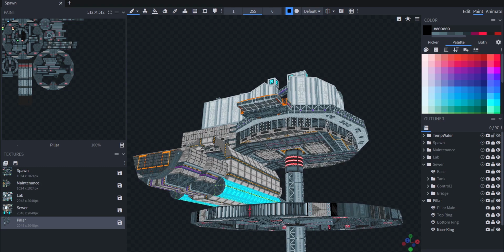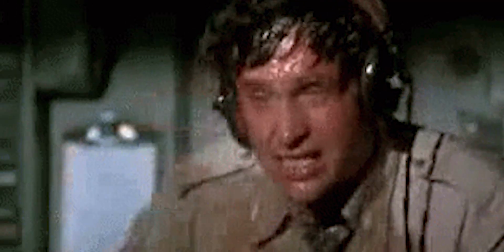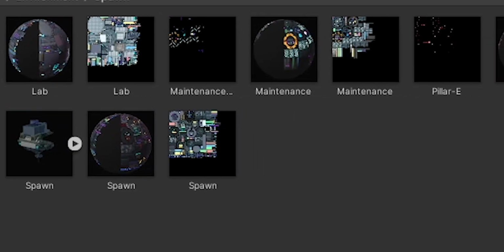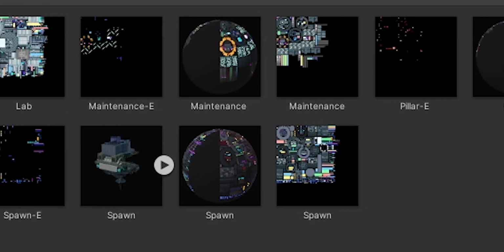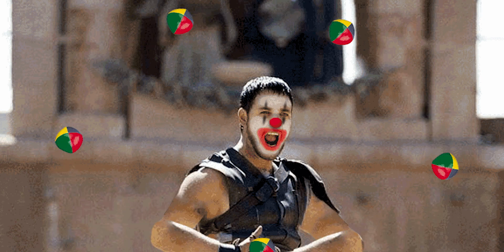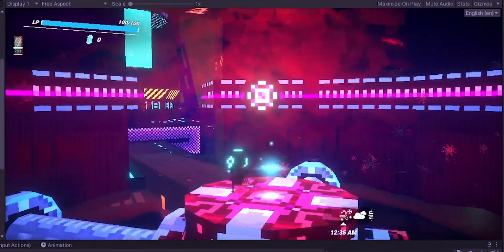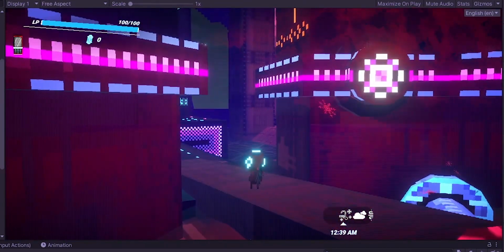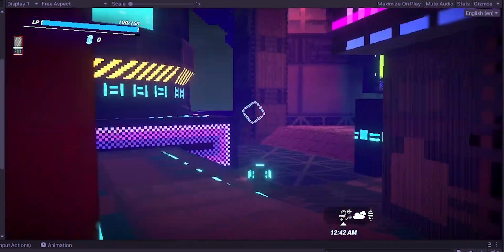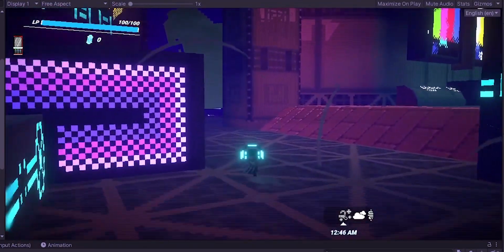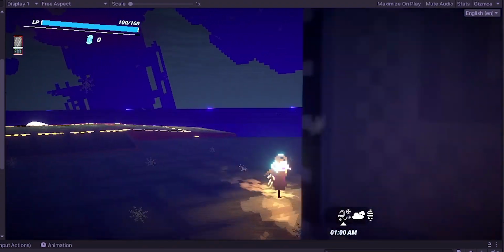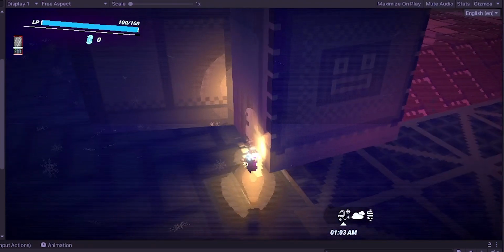Picture this, me sweating bullets trying to figure out these emission maps. I was like juggling flaming torches while riding a... But hey, it's all worth it to make this place friendly for blind people like me. What? Gotta look out for my fellow vision challenged gamers.